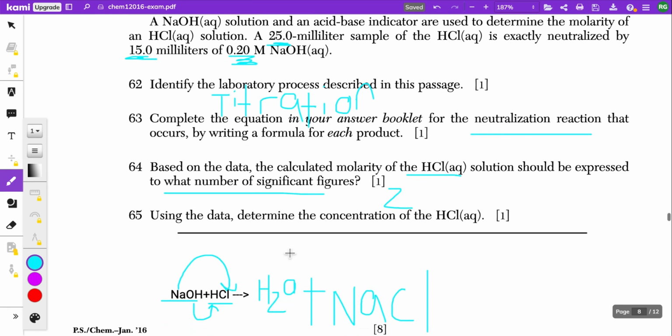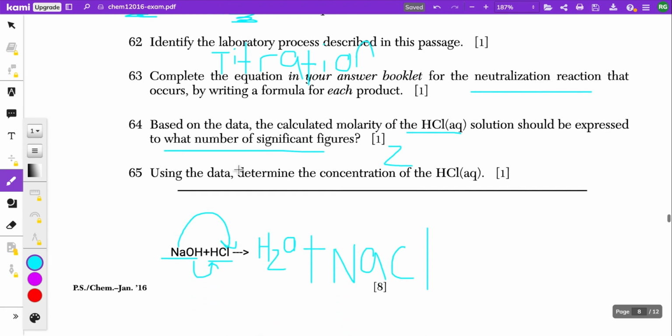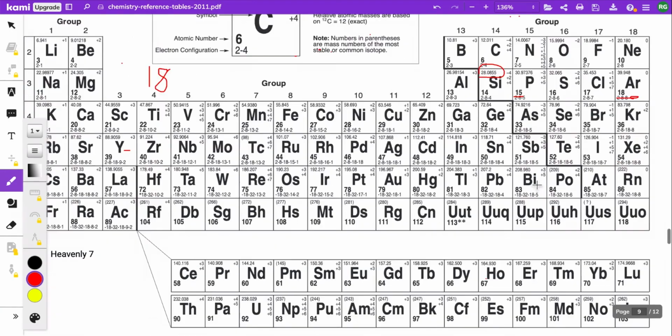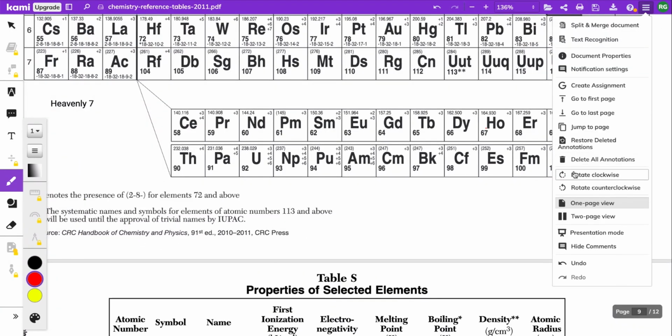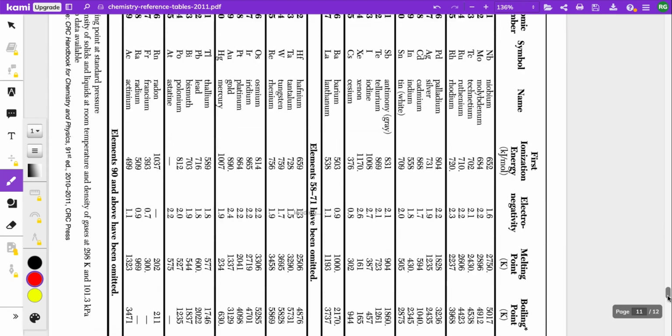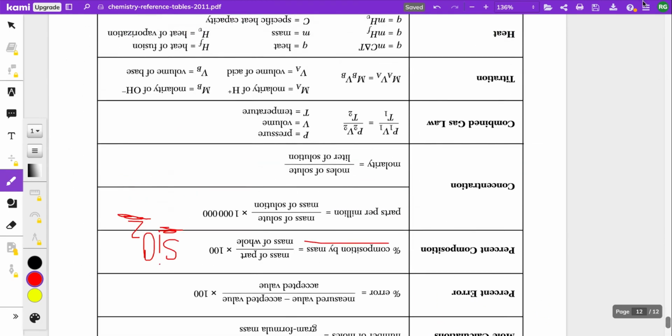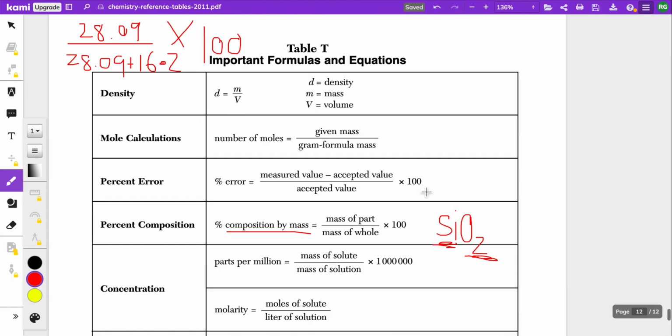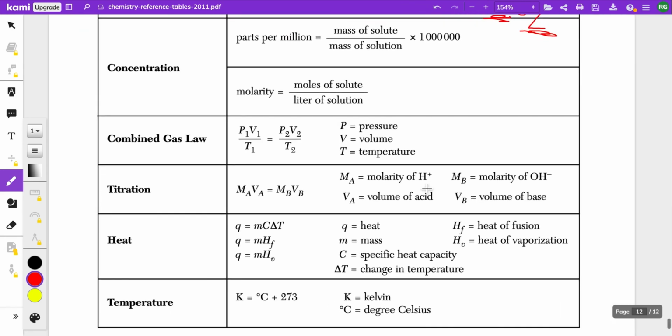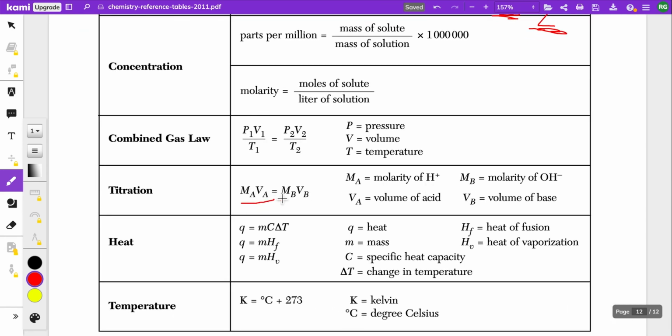Using this data to determine the concentration of HCl, we can see that the ratio between the acid and the base in this reaction we've written is 1:1. And when the mole ratio of acid to base is 1:1, you can actually use a formula. This formula is also in your reference guide, thankfully. And this is titration: MAVA = MBVB.